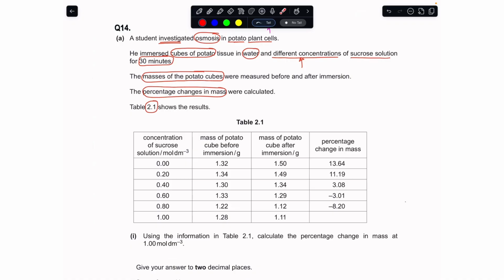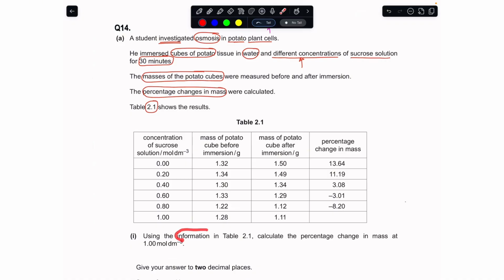But if we look at the last three concentrations ranging from 0.60 to 1.0, the final mass of the potato cubes is less than their initial mass, and that would indicate that these are the concentrated solutions where the water potential was less than the potato cubes. So the water left the potato cubes and came into the surrounding solution, and that is why they are losing mass, and the percentage change in their mass is indicated with the negative sign. This negative sign would always indicate that some tissue, as in this case potato tissue, has lost water, and that has resulted in a decrease in mass.